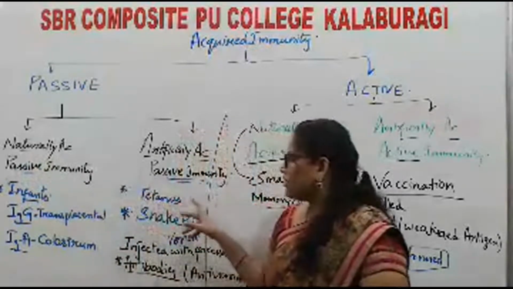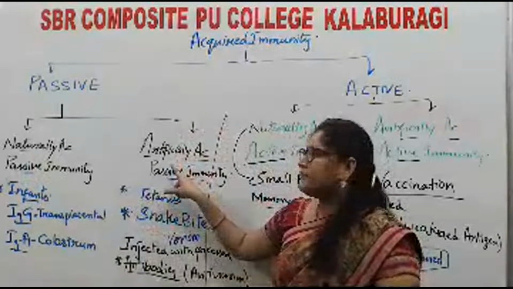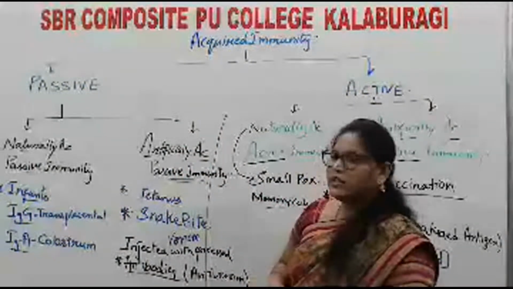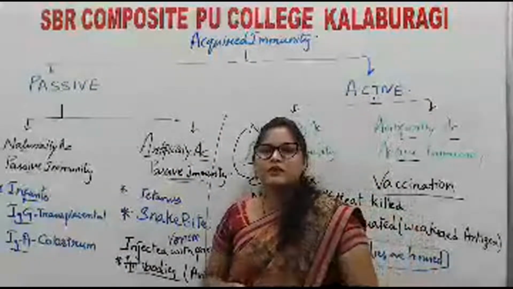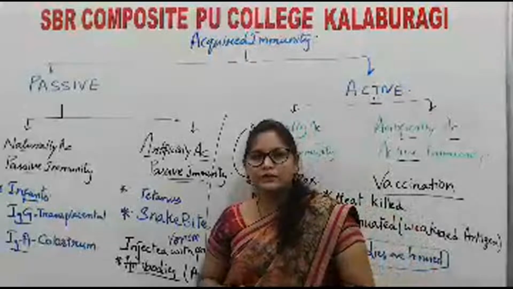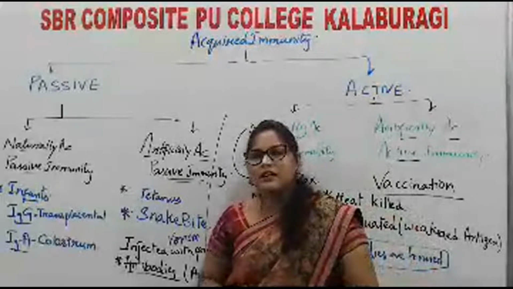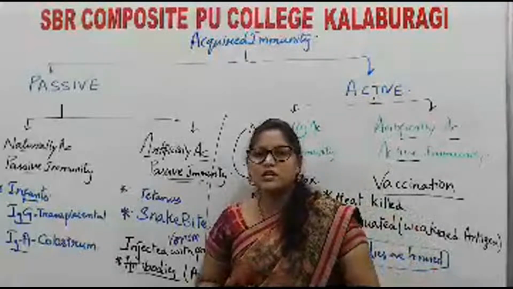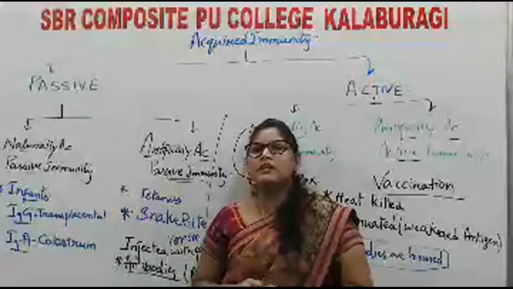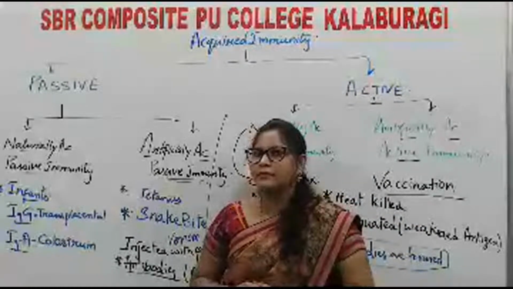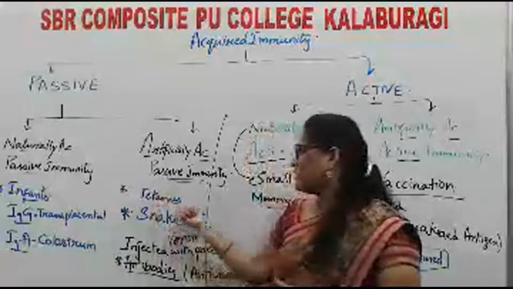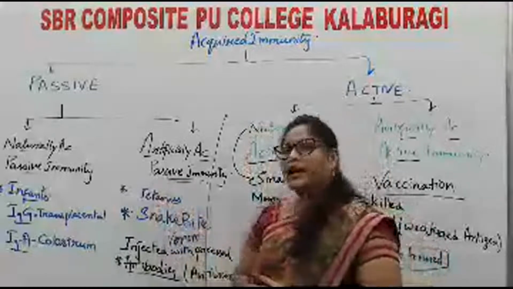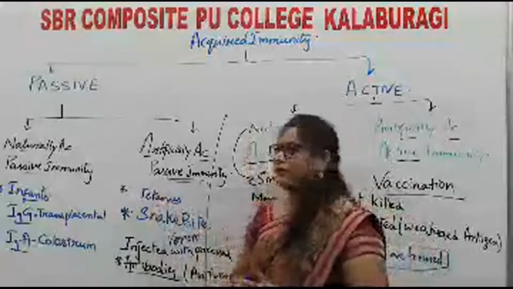Matching is very important on this topic. And artificially acquired passive immunity: a person who is seriously affected by a dreadful disease, in such a condition the processed or ready-made antibodies are injected to that person. So that comes under artificially acquired passive immunity.